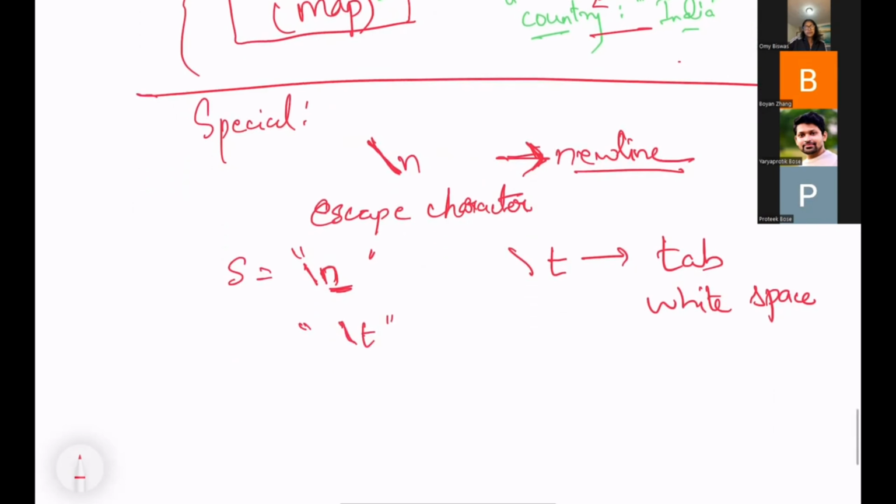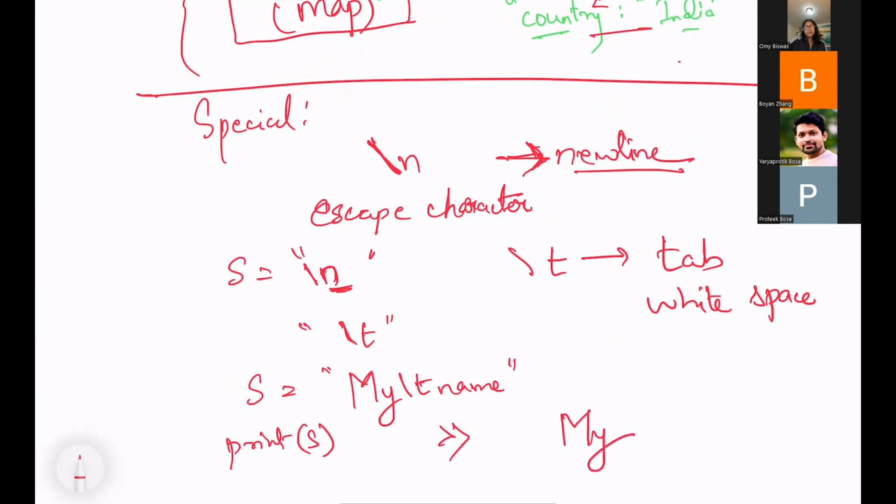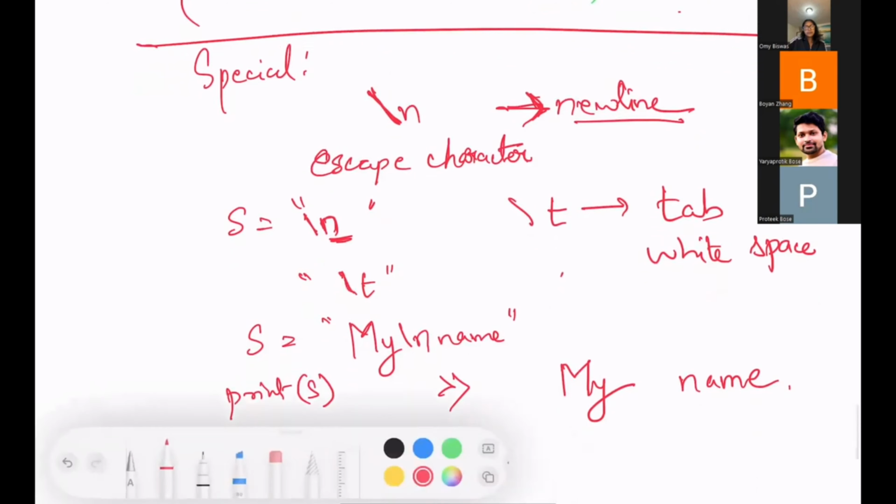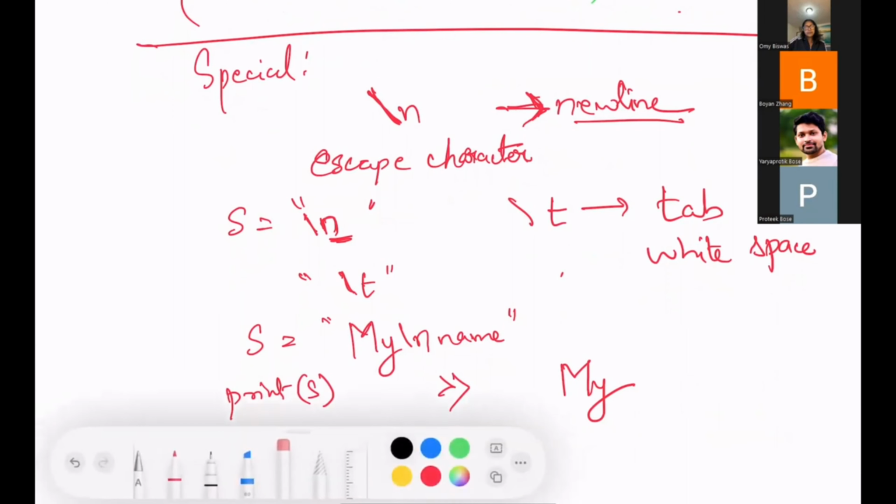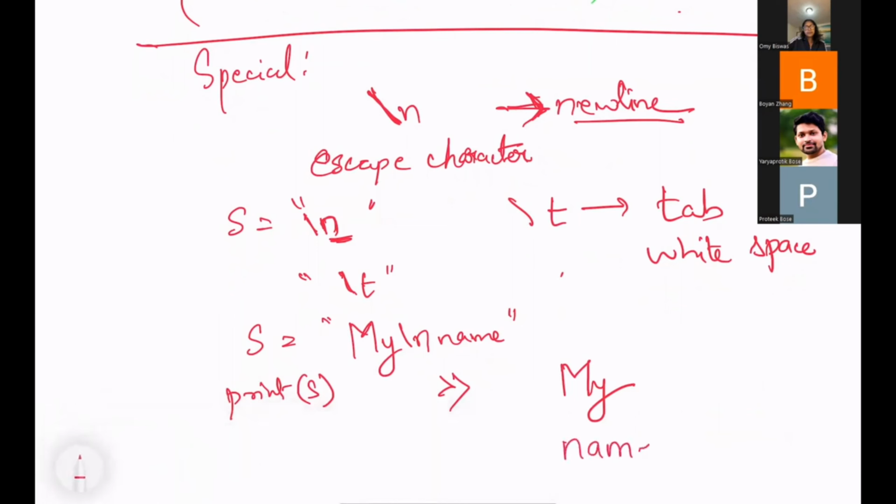Like if I write "my \t name" and print s, then what will happen? It will write my, then since \t is there, it will give a space and write name. If instead of \t I write \n, then what will happen? Name will get moved and it will be written on the new line. This is how it will work.